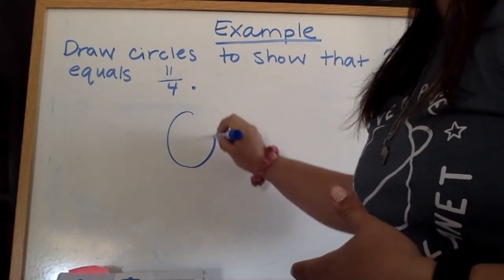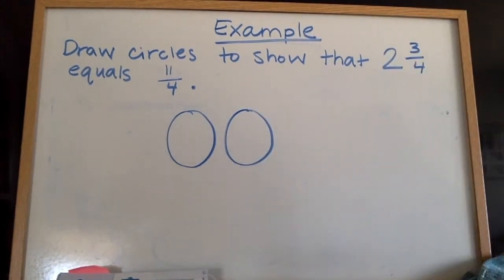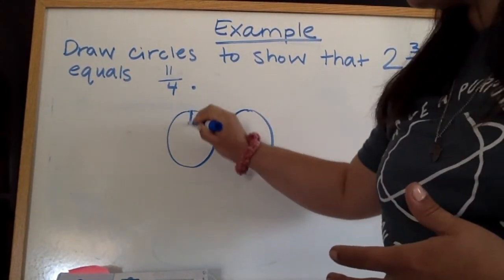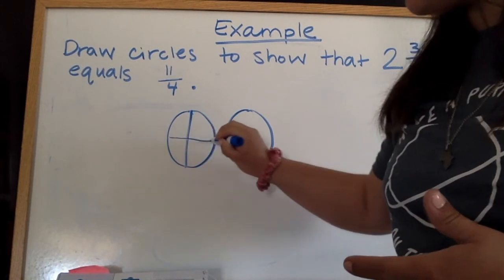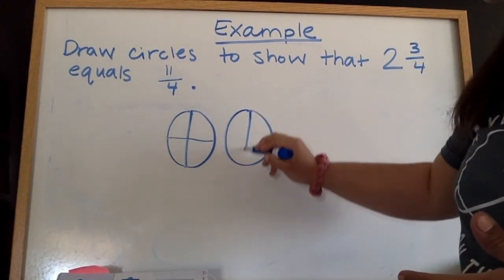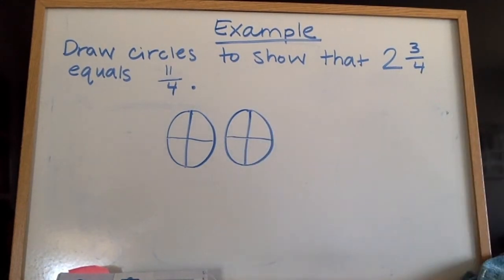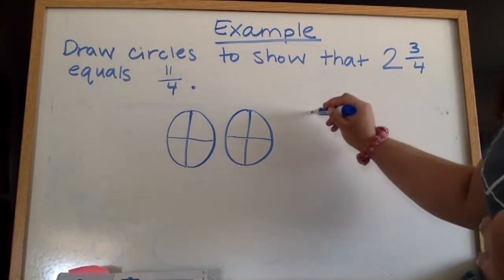I'm just going to start by drawing 2 right now. Okay. Into fourths. Remember, they need to be equal parts when we're dealing with fractions. Okay. Now, I'm going to go ahead and draw one more circle because I know I'm going to need one more circle.